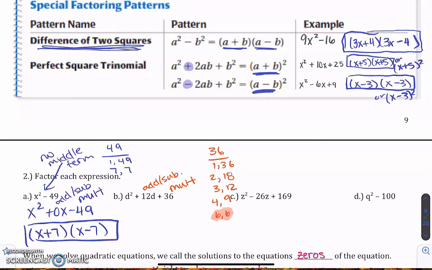So this would be d plus 6 times d plus 6. Both positive to add up to 12. Both positive will multiply to get you 36. You guys could try C and D.